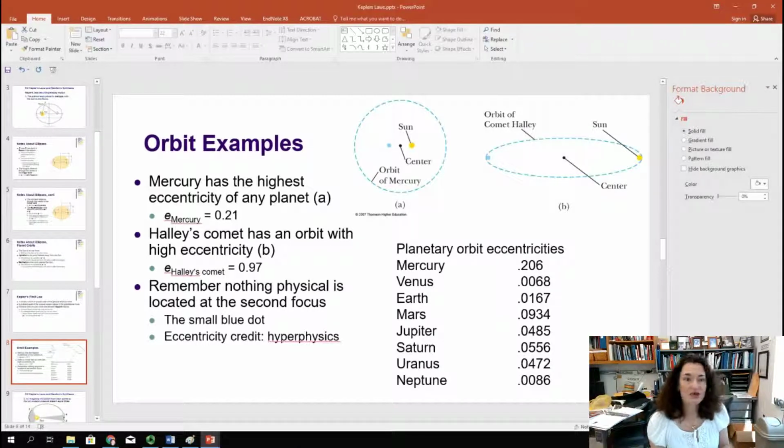Like I was saying, Mercury has the highest eccentricity of any planet. Its eccentricity is about 0.21. In this table here, I list the planetary orbit eccentricities for other planets. The Earth's eccentricity is 0.0167. So remember, the closer it is to 0, the closer it is to a circle. So you can see that Earth's orbit around the Sun is basically circular.